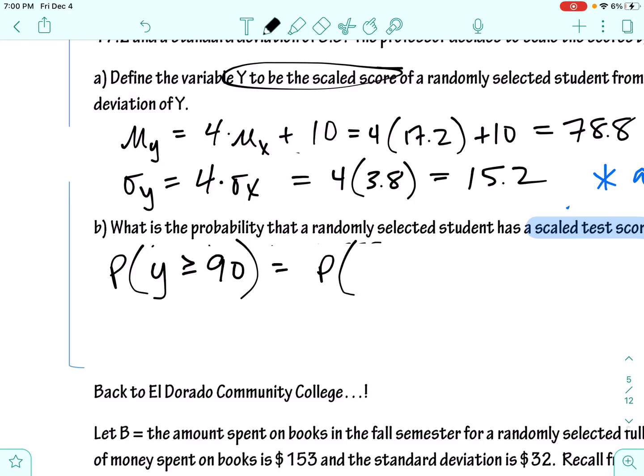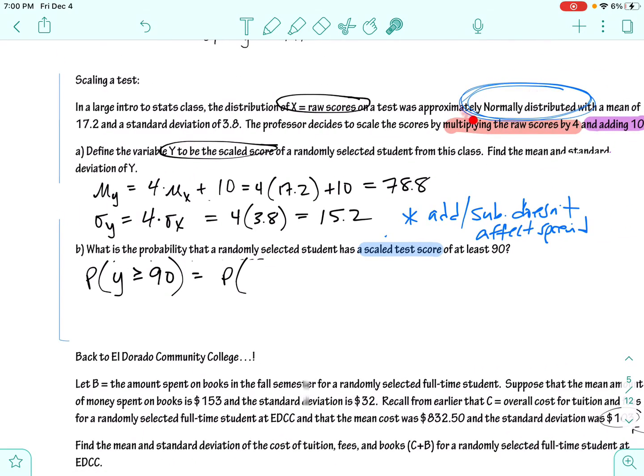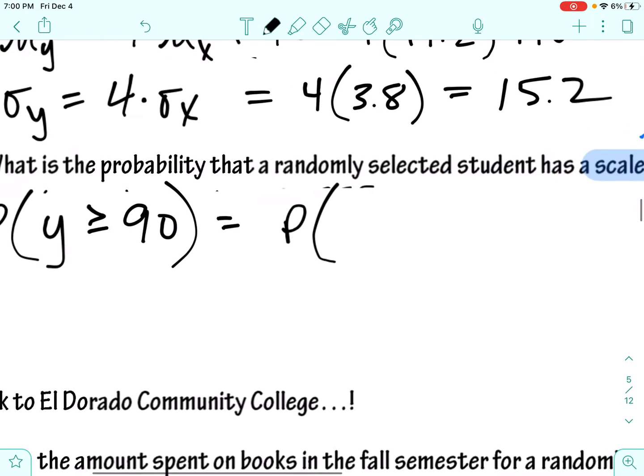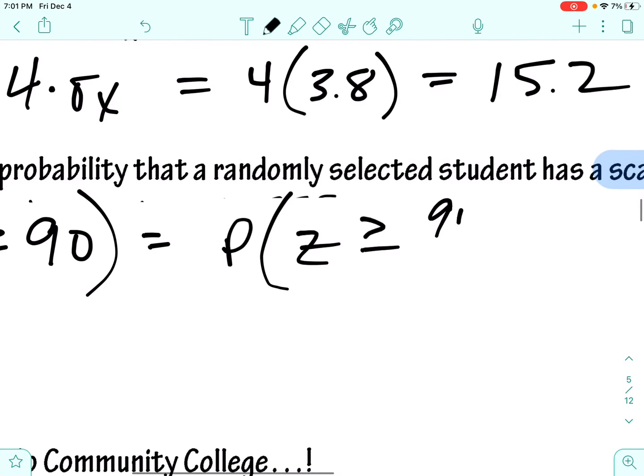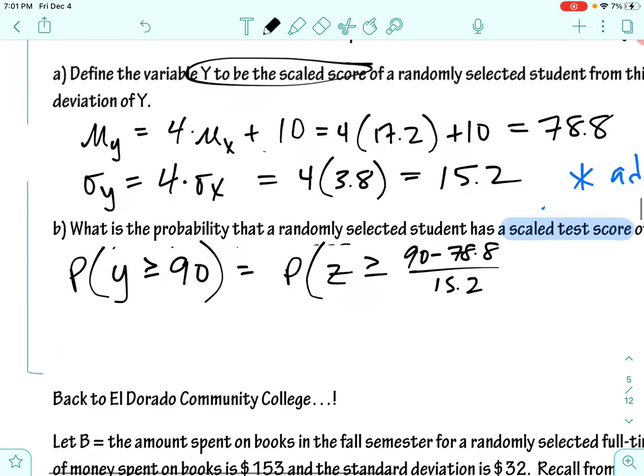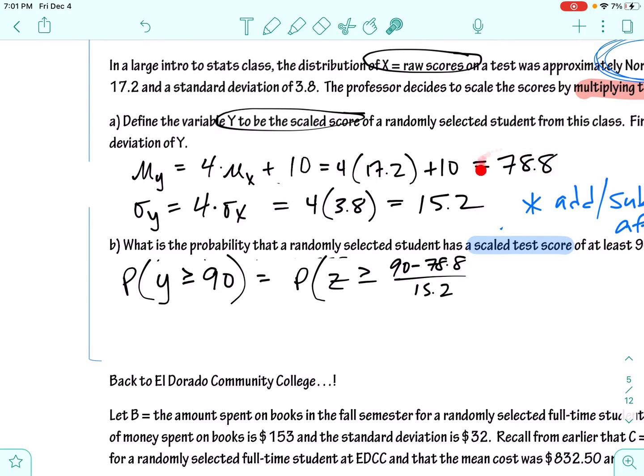Convert this to a z-score because it tells me it's normally distributed. So I'm going to convert to a z. And when I convert to a z, my letter changes from a y to a z. This represents the z-score. So I'm going to take my 90 minus 78.8, my y value minus the mean, divided by the standard deviation. Those are the same values that we got up here, the mean of the scaled score and the standard deviation of the scaled score. That gives me a z-score of, let's see, what was it?